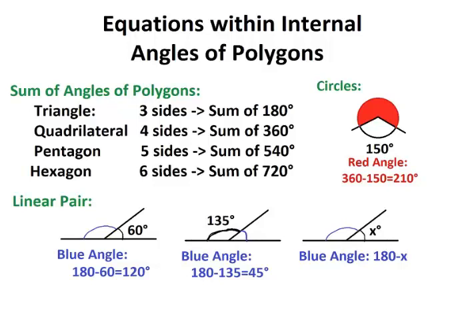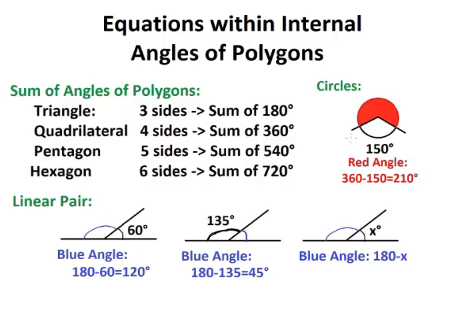Okay, we're gonna solve equations involving internal angles of regular polygons or normal polygons as well. What we need to know at this point is that the sum of the angles of polygons changes depending on the number of sides they have.